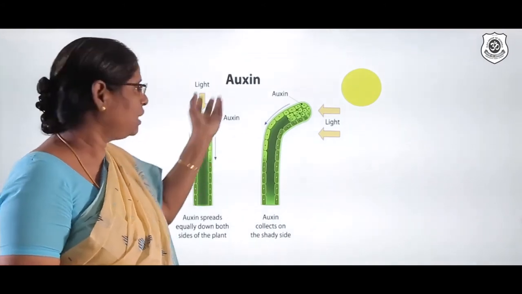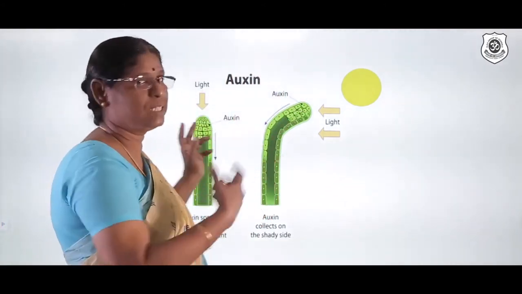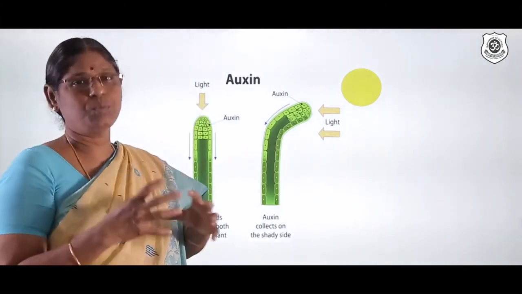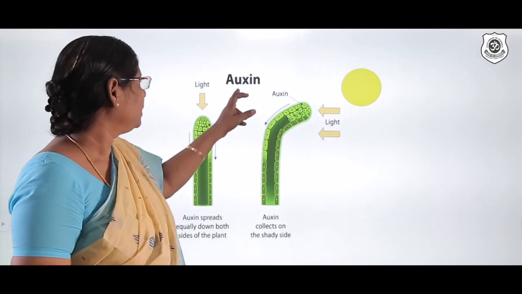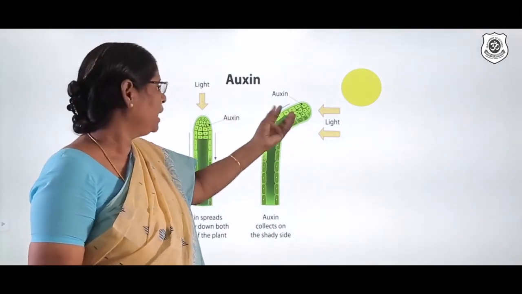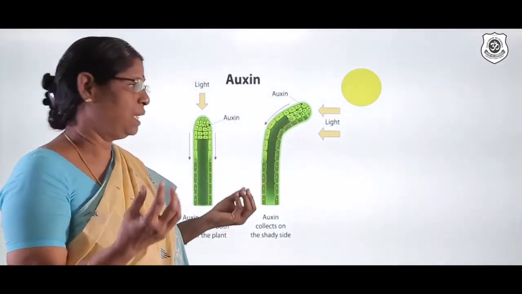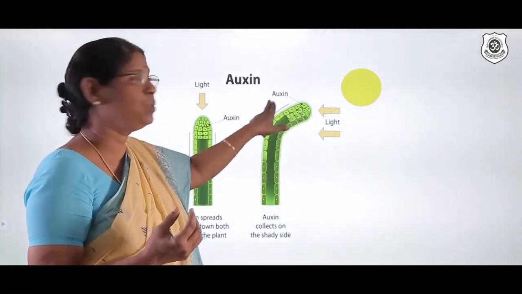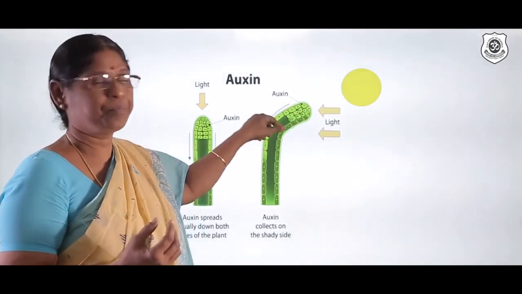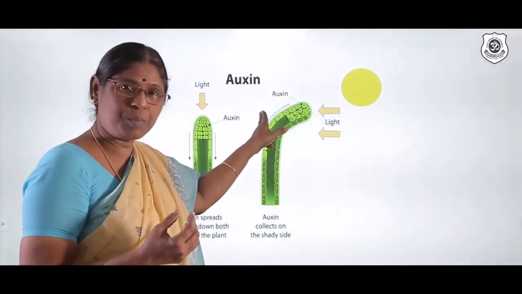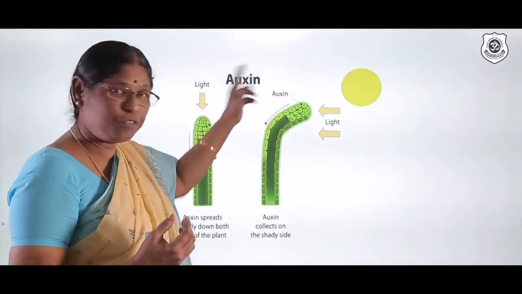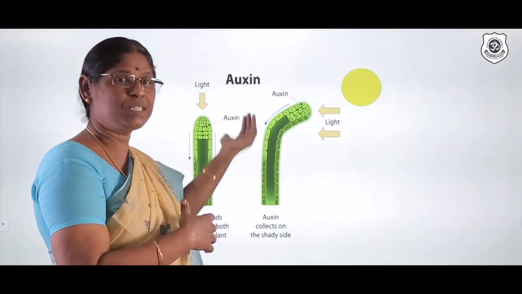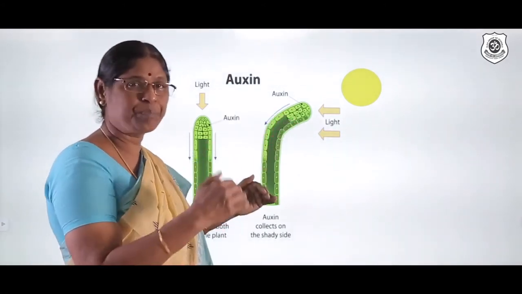But if the sunlight comes through one side, that is towards left or right, immediately this chemical starts working in a different manner. Auxin will now be diffusing more on the other side, that is the side opposite to the sunlight. Why does it diffuse on the opposite side? When it diffuses on the opposite side, cells start dividing faster on the opposite side, and here it will be slower.